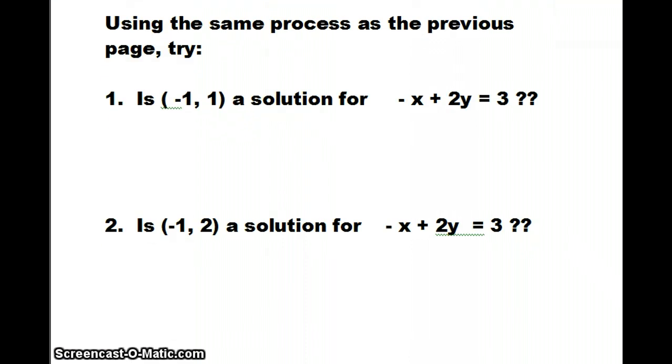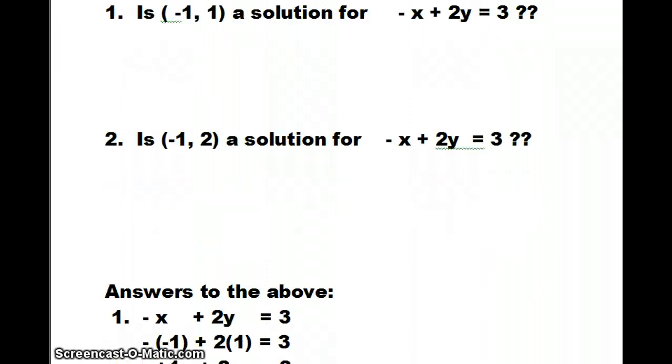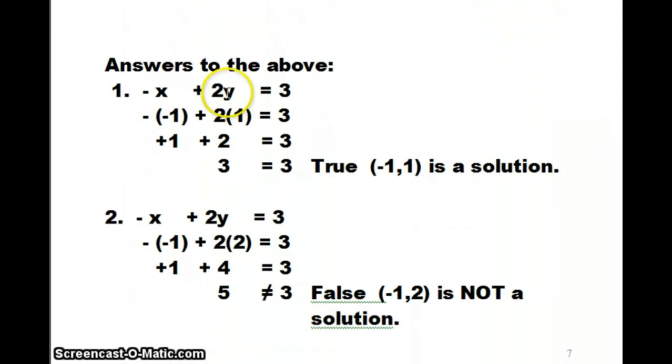What I'd like you to do is try the same process as the previous page. So you're going to try negative 1 and 1 and try to find if it's a solution for that equation, and the same thing for negative 1, 2. What I'd like to point out, I've worked them out for you down below, when you try it, is the x right here is the thing that we're replacing. So it gets replaced by a set of parentheses.